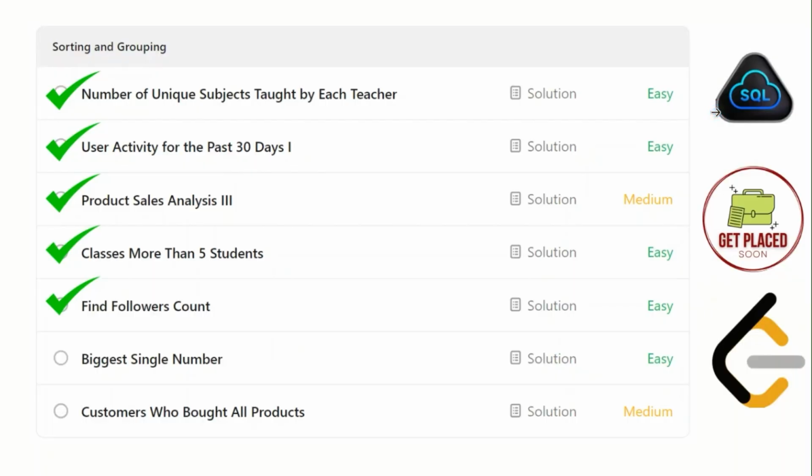In the previous videos, we have covered a lot of problems and a lot of topics, but in sorting and grouping, we are just left with two problems that we are going to cover today. So getting started with the first problem that we have, biggest single number.